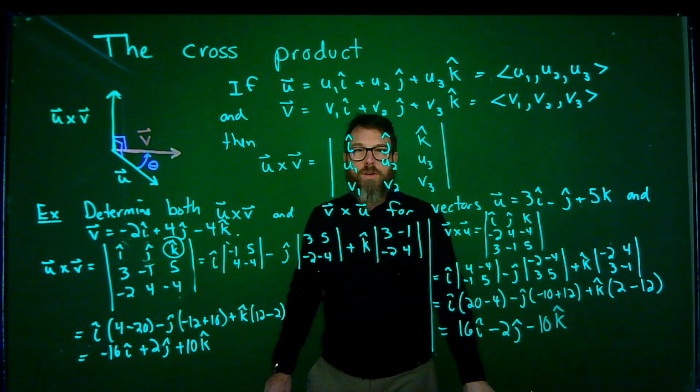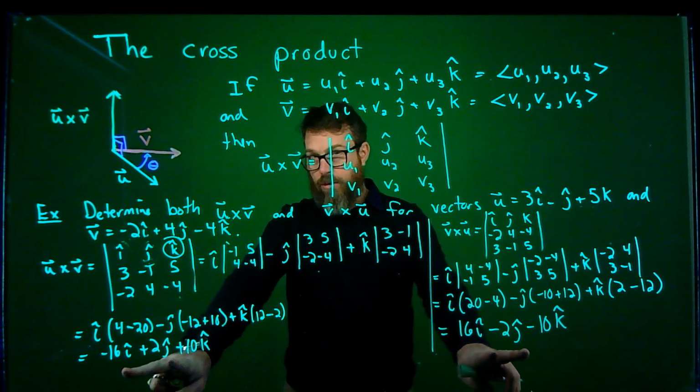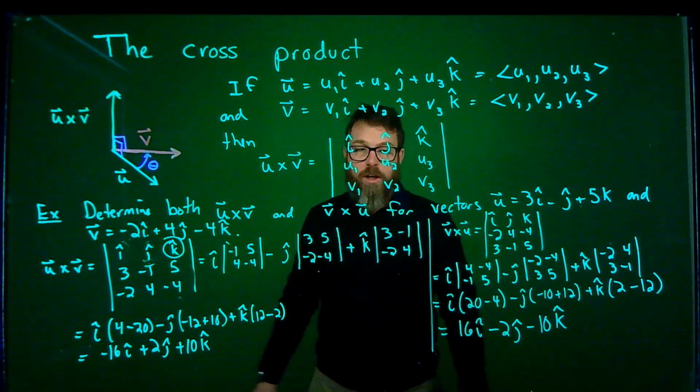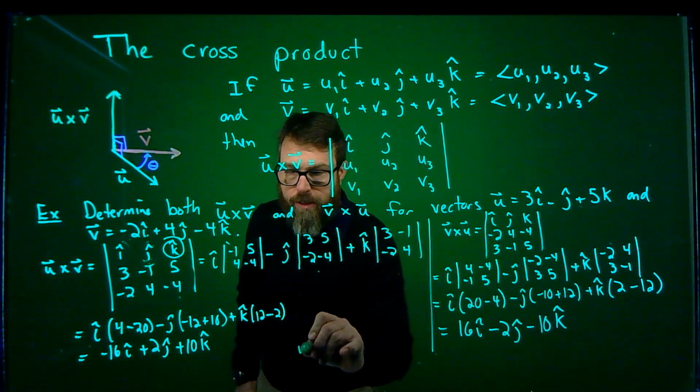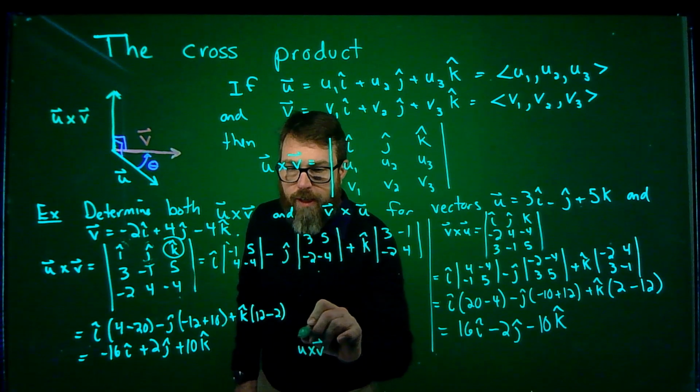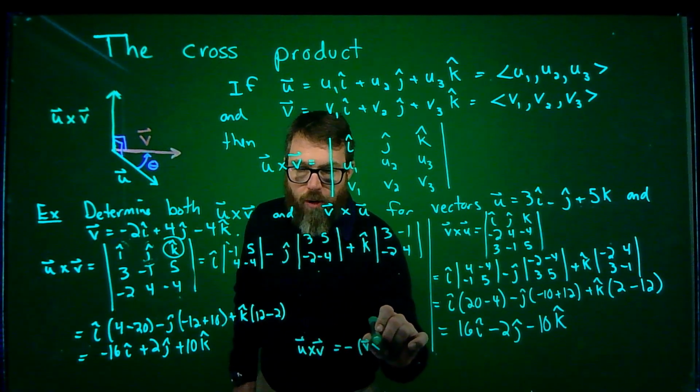So what we notice about the cross products is they're not commutative. They're very, very close. I get the same coefficients, but they're opposite signs. So what we're noticing here is that u cross v is the opposite of v cross u.